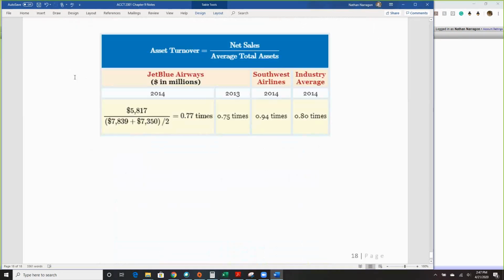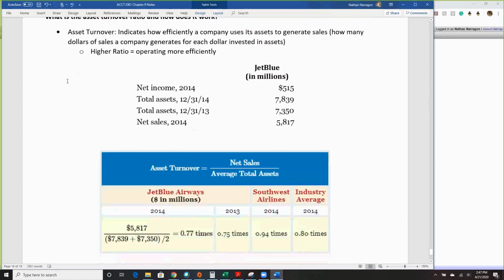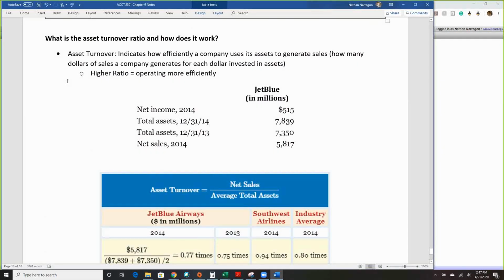Last little bit. Our brand new ratio comes in for this chapter. And this is known as the asset turnover ratio. The formula in itself is just net sales divided by average total assets. Okay?